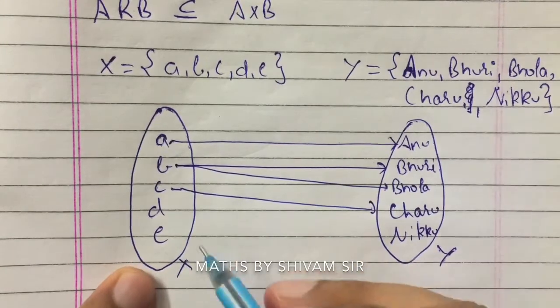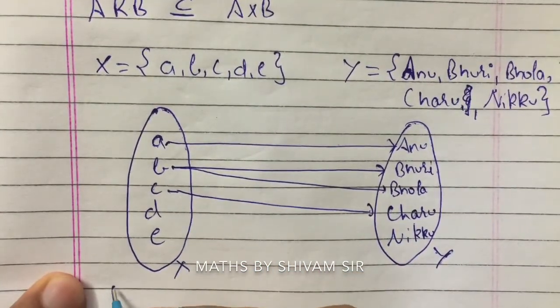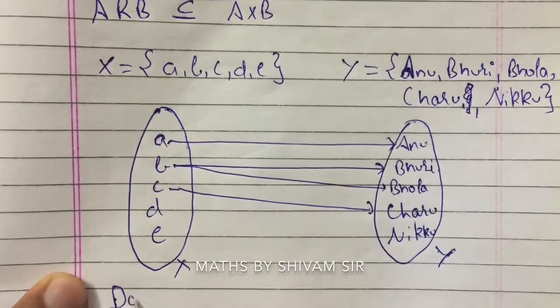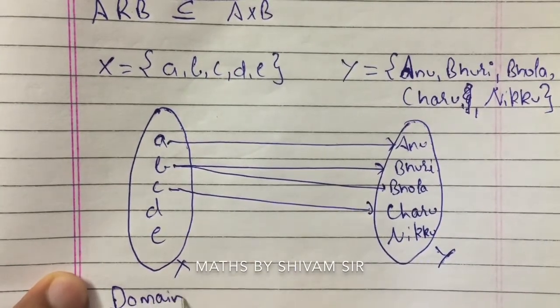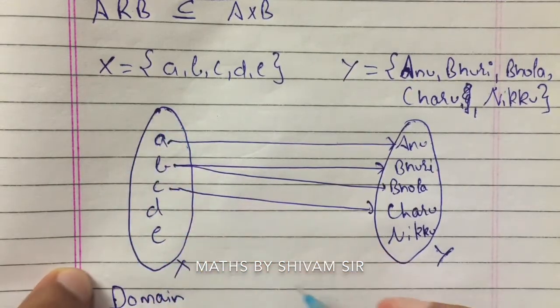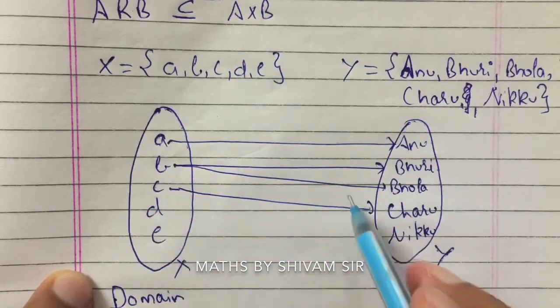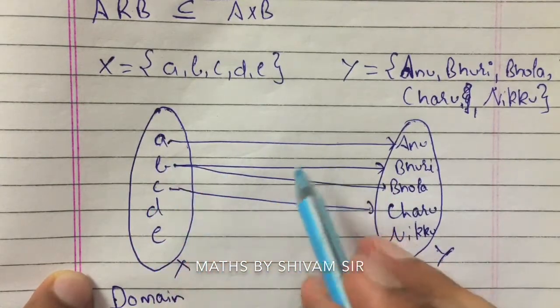Do you know what the domain is now? Now we will study domain, range, and codomain. The domain is those elements which are related to the set Y. Only those elements which are related to Y.